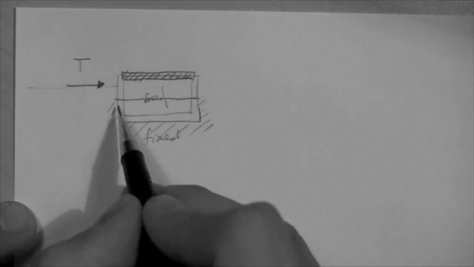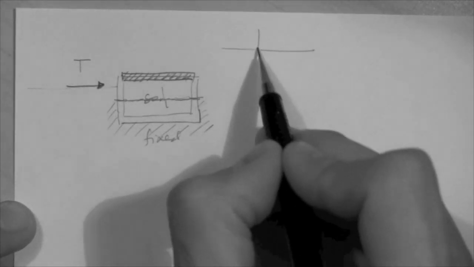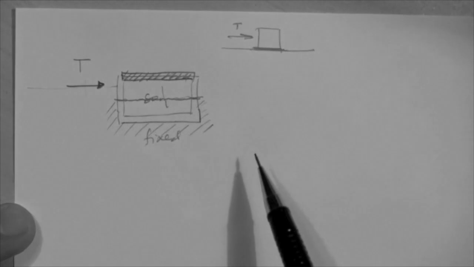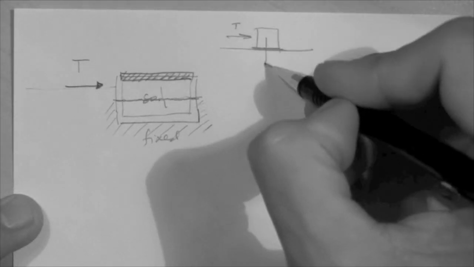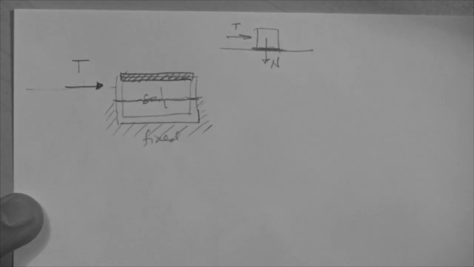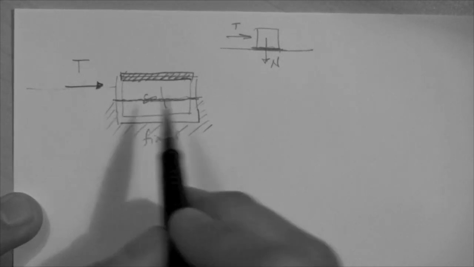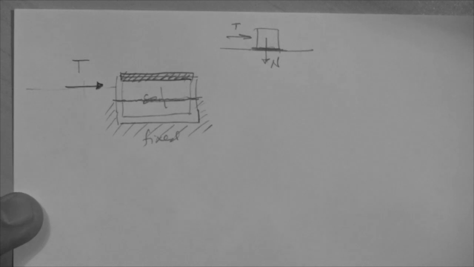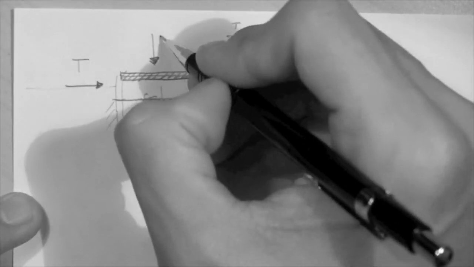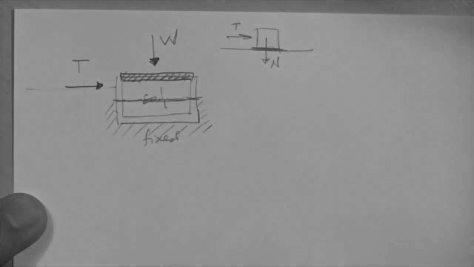Now, here's the plane in question, just like this plane, right? Here's T. This force is the force acting on this plane. What is the force acting on this plane? We impose it by adding weights to the system. Let's call it W, okay?